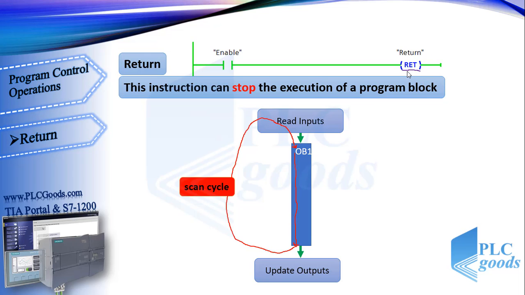If a return instruction is used in the main block, the CPU won't execute the remaining networks, exits from the main block, and repeats its scan cycle. If we use the return instruction in a function block or function, the CPU will return to its previous block.